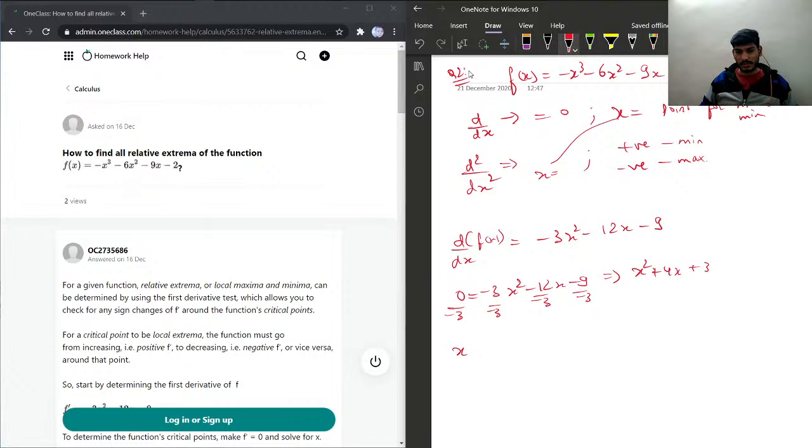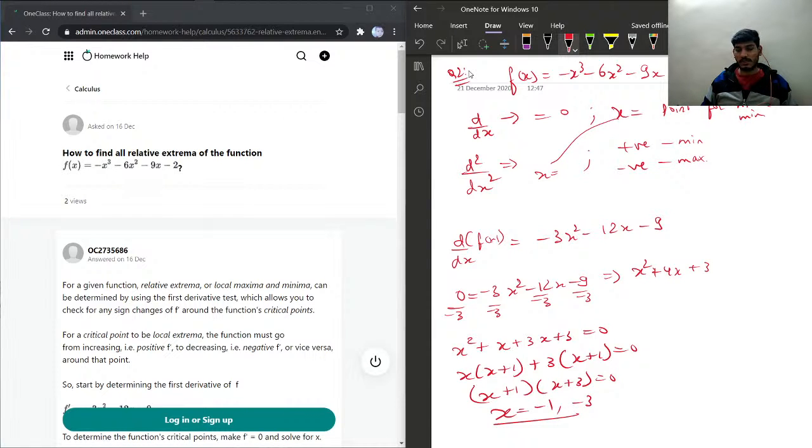Now I'll just take the factors. So x squared plus x plus 3x plus 3 equal to 0. That gives x plus 1 times x plus 3 equal to 0. So x will be negative 1 and negative 3. So these are the points of maxima and minima.